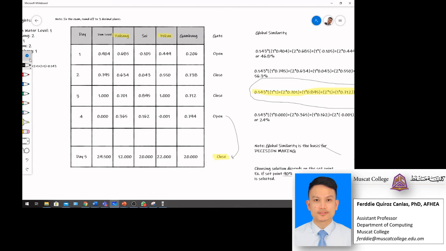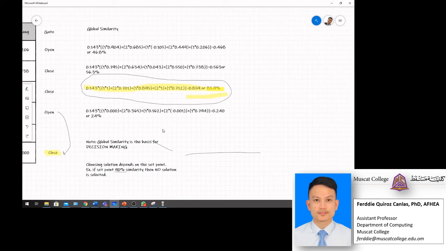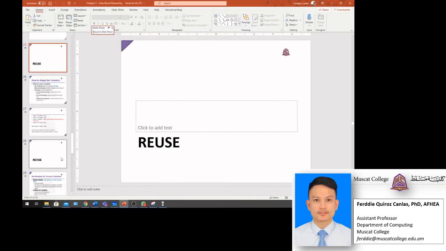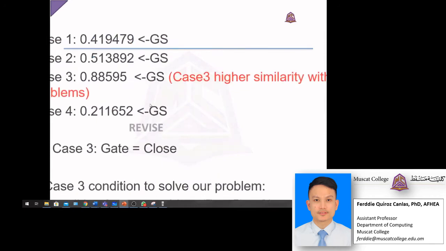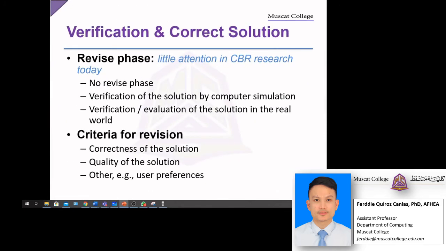So if it's not 90%, then we go with the next phase, which is actually revise. Clear? So revising means if we don't have a solution quite similar to the new problem, then we have to revise. We have to create our own solution. So sometimes what we look at in the revision stage of the CBR is the correctness of the solution.